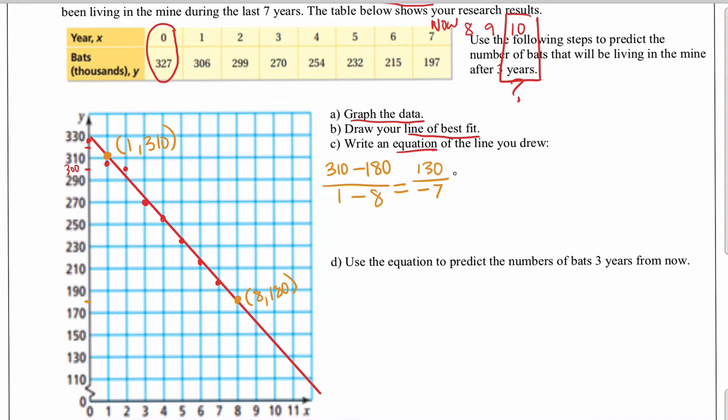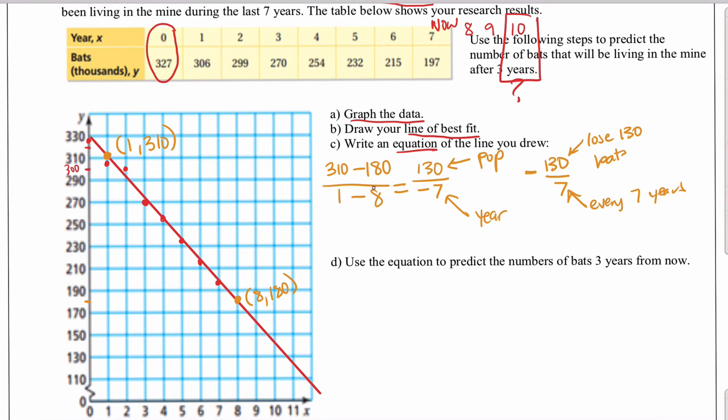And I can find my unit rate, or I could leave that alone. What this means is that the change in y is the population, and this is the change in x. This is our year. So this means that negative 130 over 7. This means we lose 130 bats every 7 years. So I could find my unit rate, or I could just leave it like that.